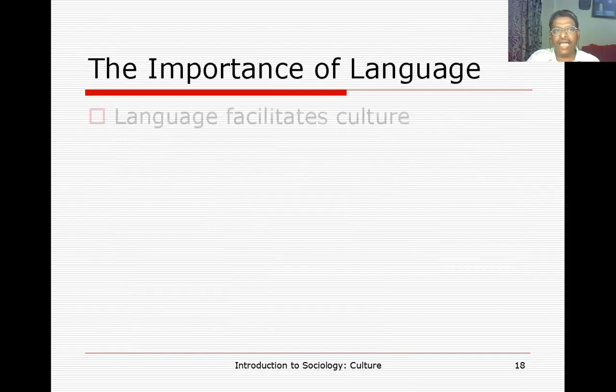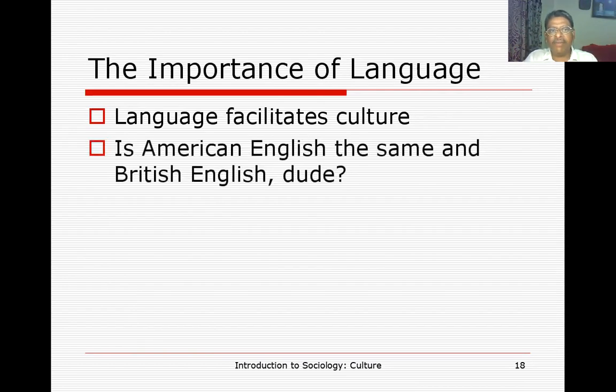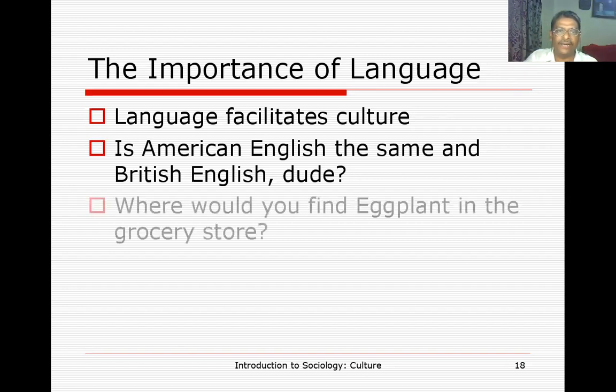So the language plays a vital role in culture. So the importance of language: language facilitates culture. Language is the key component in culture. Is American English the same as British English? No, not at all. It says C-O-L-O-U-R in British English. American English says you remove the U, C-O-L-O-R. Sometimes we really struggle, even in pronunciation. So the language plays a vital role in culture.